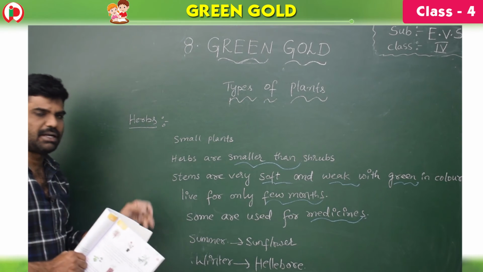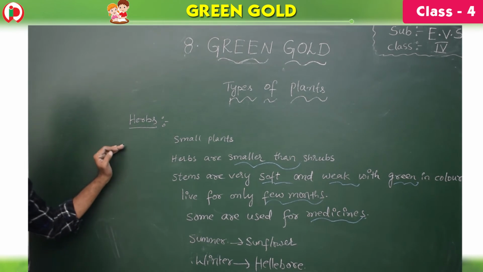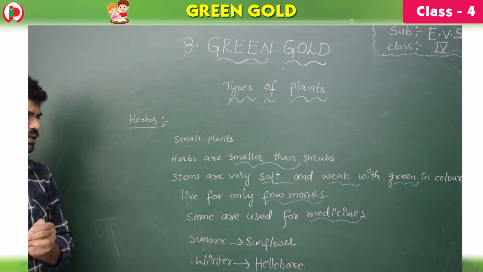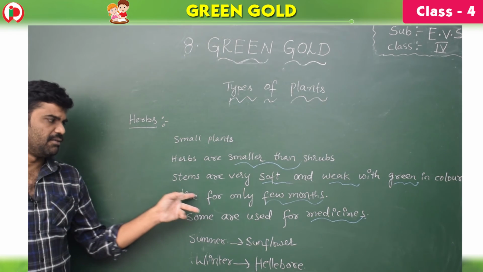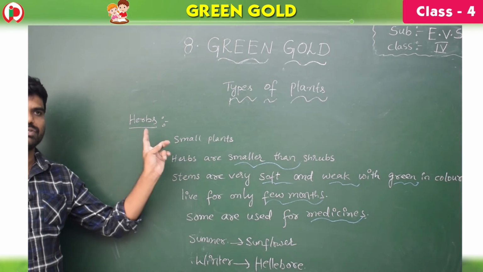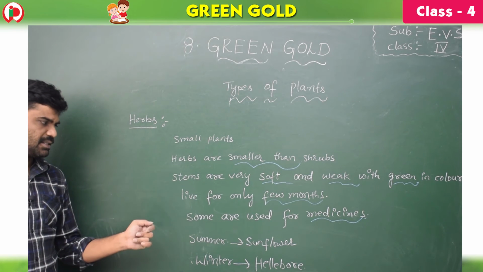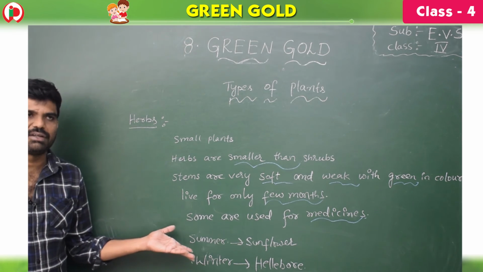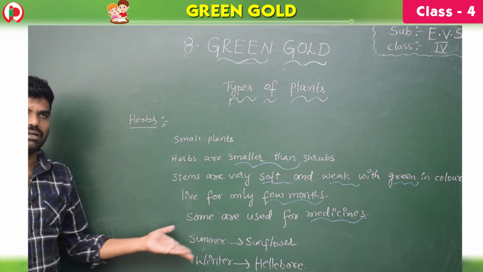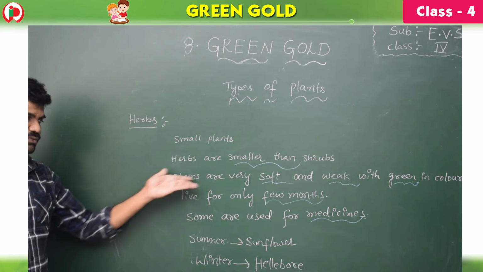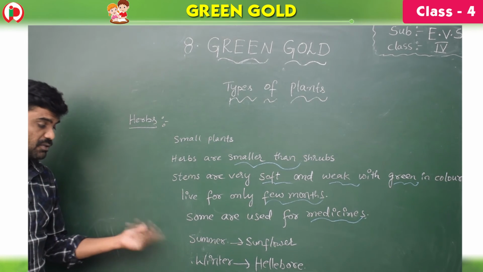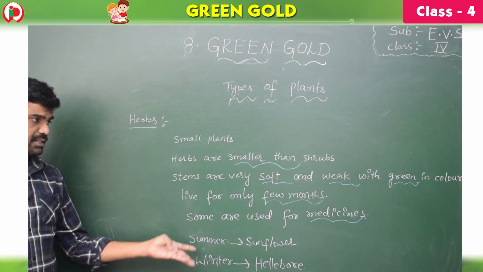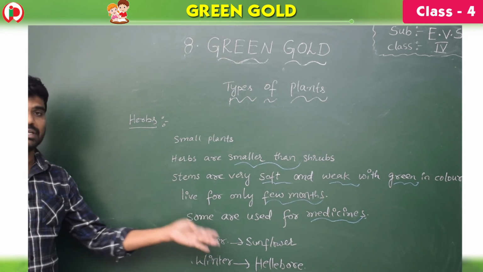So once again I repeat, herbs are smaller than shrubs and these are small plants. The stems are very soft and weak, green in color, and they live only for a few months, whereas shrubs live for so many years. According to the season, they live. Sunflower lives only in summer. Hellebore lives in winter. Some herbs are used for medicines also, children, in Ayurveda. Examples are mint, spinach, tulsi, brinjal.